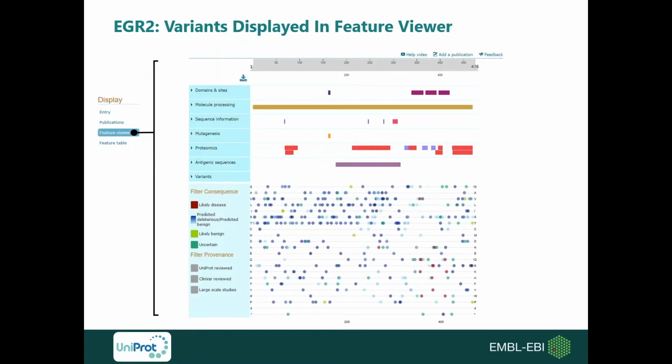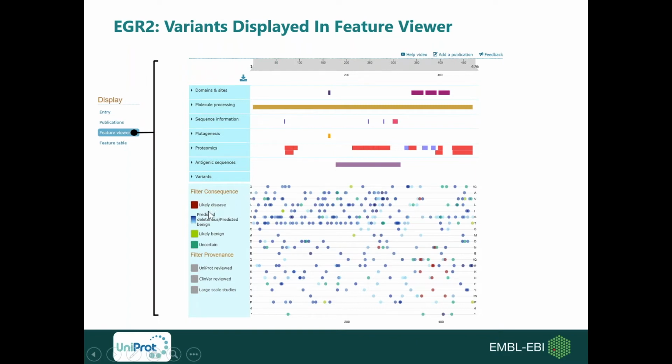If you're interested in the impact of a variant on protein structure and function, you can go to the feature viewer, which is found in the display to the left, where protein features are displayed in a visual manner. The features are categorized in different sections, such as domains, sites, and variants, and by clicking on the category header, the section is expanded below. So you can click on variants, and it will show you all the variants associated with this protein.